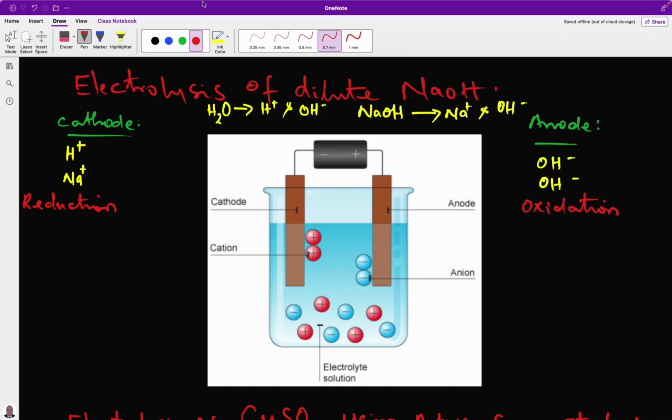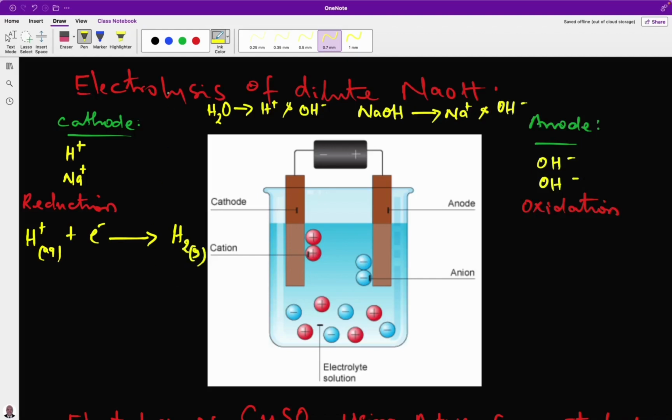In taking hydrogen, what do we do? Hydrogen is going to undergo reduction. That is gain of electron. Hydrogen will undergo reduction, will gain electron, to form what? To form the hydrogen gas.